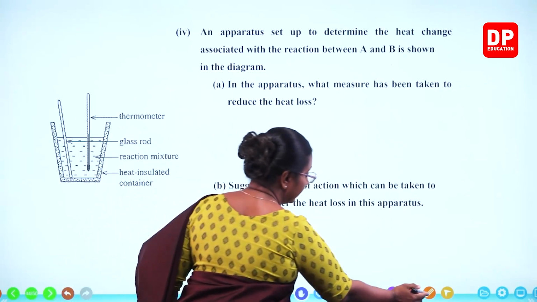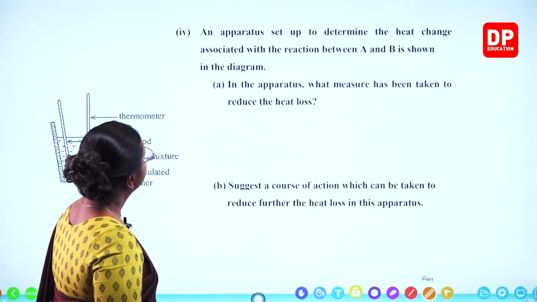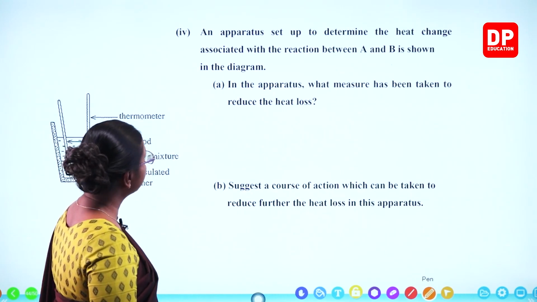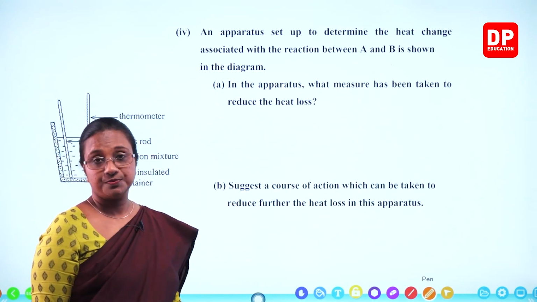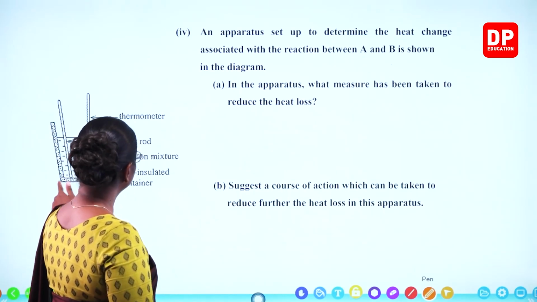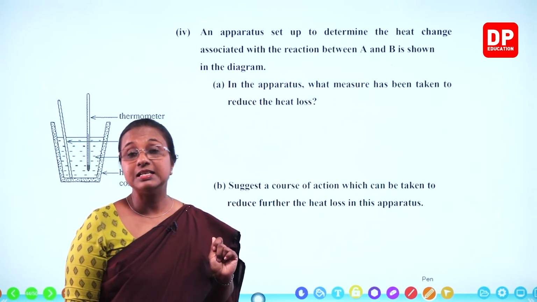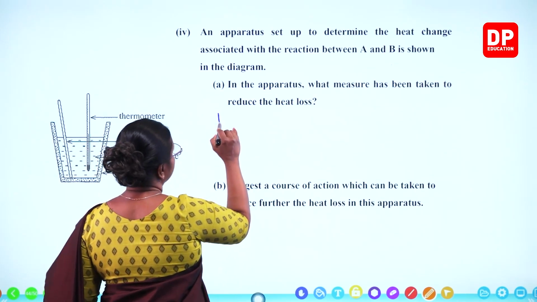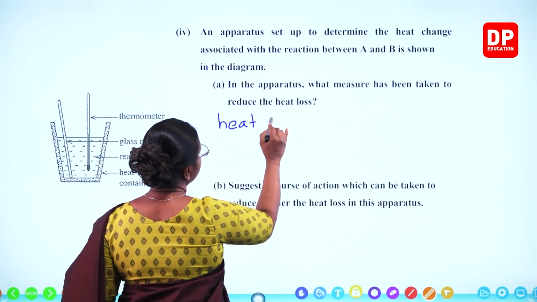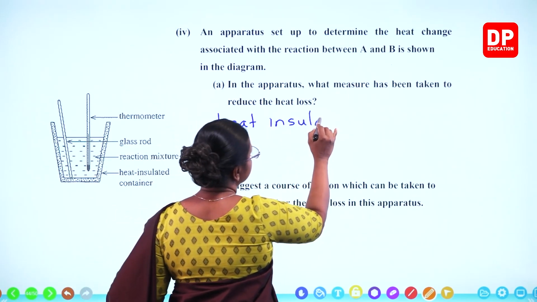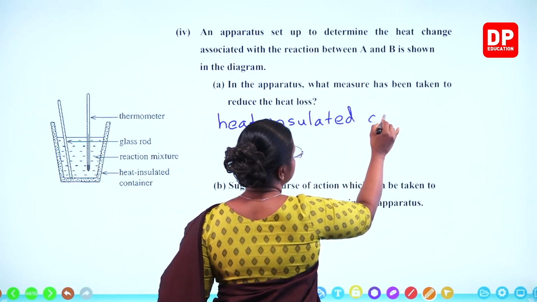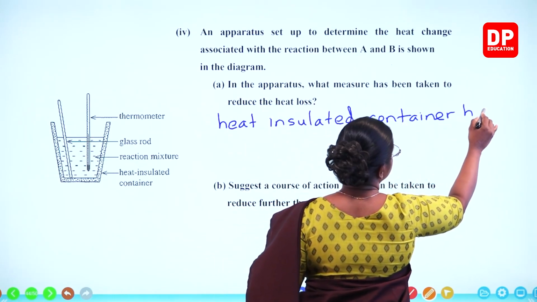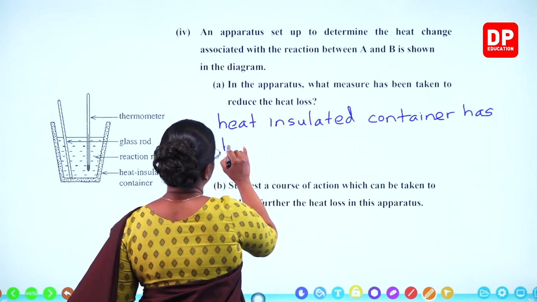Then if we look at the question for part A: in the apparatus, what measure has been taken to reduce the heat loss? So you can see they have used a heat insulated container. Heat insulated container has been used.